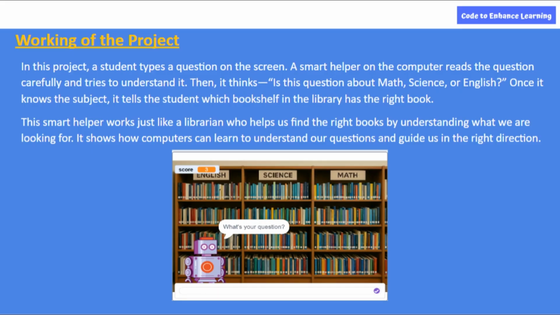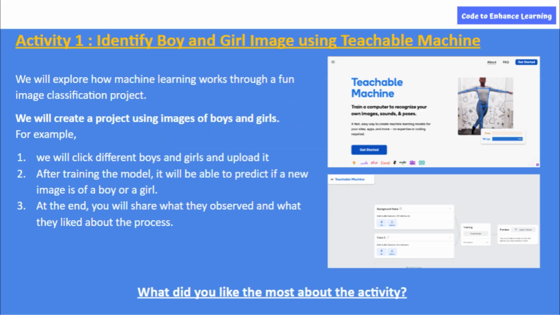Now that we know our objective, let's see how the Smart Subject Detector will actually work. Imagine this. A student types a question into the computer. The AI model reads it carefully and predicts whether it's a math, science or English question. Based on that prediction, our Scratch program will display the correct bookshelf on the screen. So the computer is not just reading the words, it's actually understanding the subject behind the question and guiding us to the right place. So let's begin with a fun activity called Identify Boy and Girl Image using Teachable Machine.